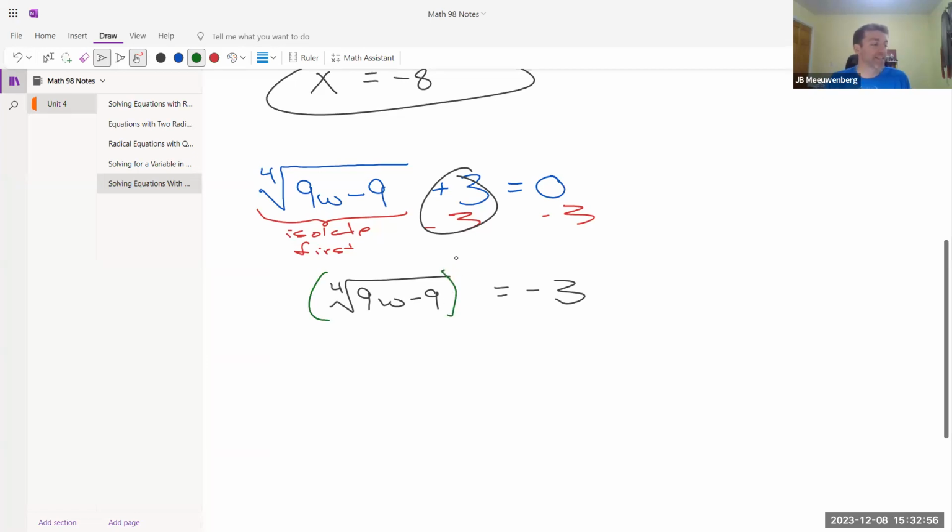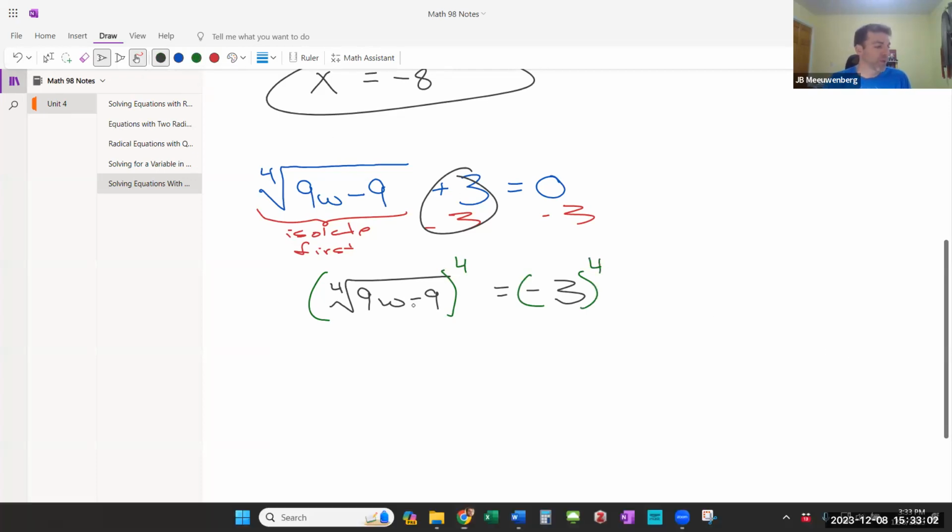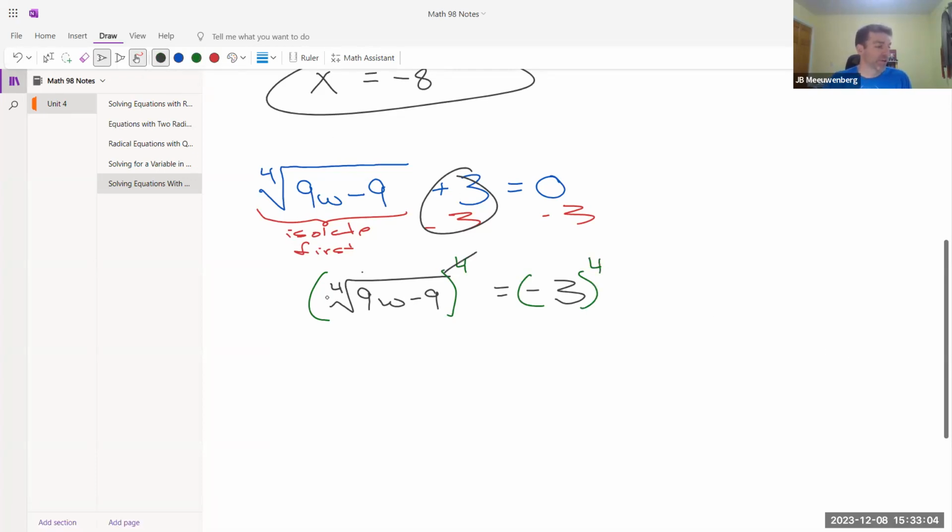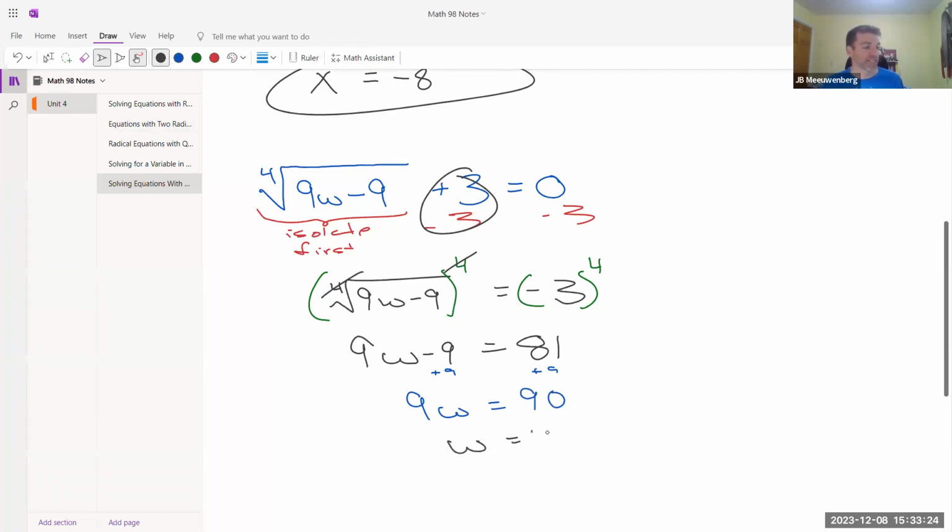If we did apply an exponent of 4 here and here, what would happen? Well, this one would clear out the radical, leaving us with 9w minus 9 equals negative 3 to the 4th power, which is 81. We would add 9 to both sides to get 9w equals 90. And then we would divide by 9 to get w equals 10.